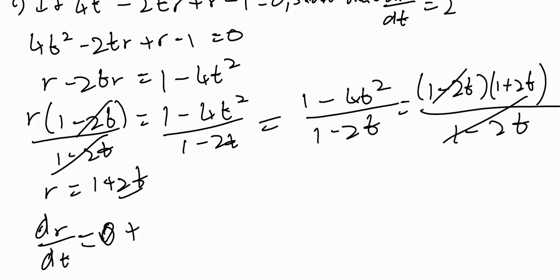Plus, in this case, the derivative of 2t, our k will be 2 and our n will be 1. That means our derivative is what? It is 2 multiplied by 1, which is 2, times t to the power 1 minus 1, which is t to the power 0, which is 1. So 2 multiplied by 1 is 2. That means our dr dt is 0 plus 2, which is 2. We have shown that our dr dt is 2.